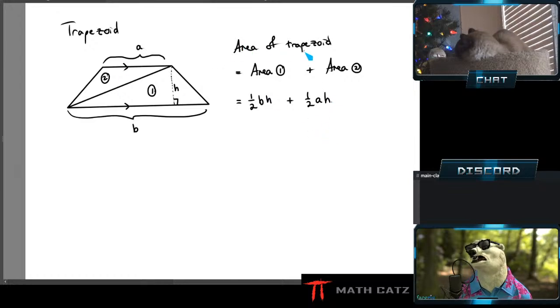And together they make the area of the trapezoid. Now, I want to clean this up a little bit. I can take the half out as a common factor. I can take the h out as a common factor. And then I have b plus a.